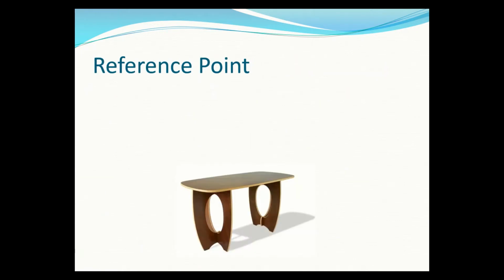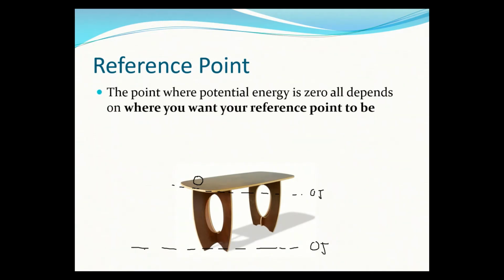Well, the thing about gravitational potential energy is it depends where your reference point is, right? So if I put a ball on top of this table, is the table my reference point? Is this where I have 0 joules? And the answer is it depends, right? The point where your potential energy is 0 all depends on where you want your reference point to be.